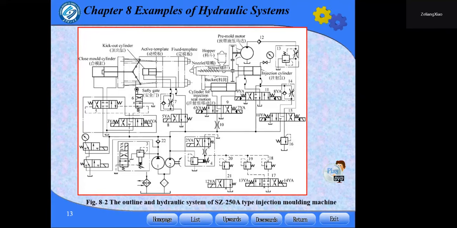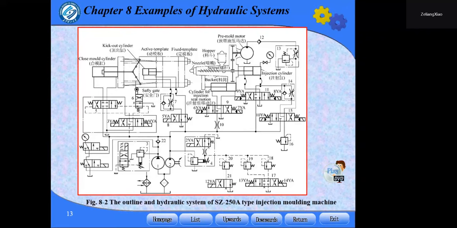And in the transmission above, the screw is driven by the pre-mold motor and the gear machine. The pressure oil from pump 1 and pump 2 flows into the motor with the right position of electric hydraulic direction valve 15, speed regulation valve 14, and check valve. The rotation speed of motion is controlled by the speed regulating valve 14. The relief valve 4 is a safety valve.